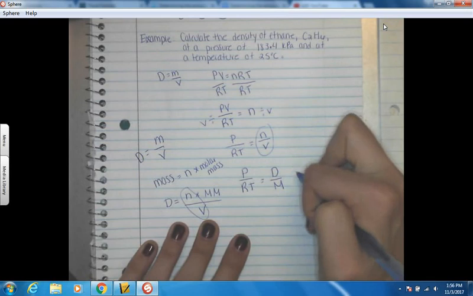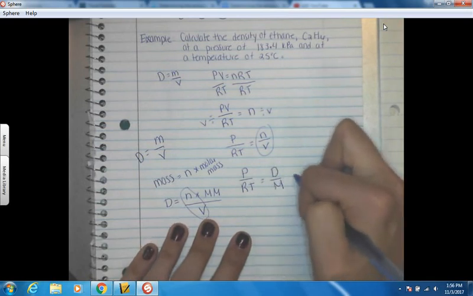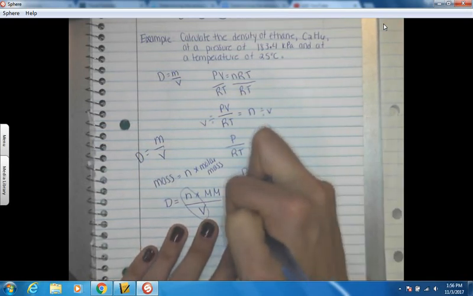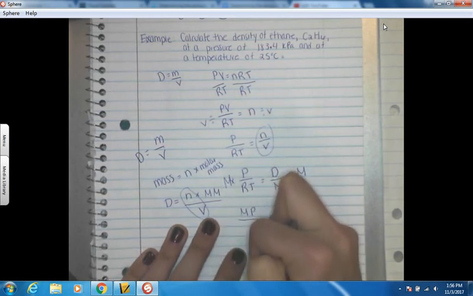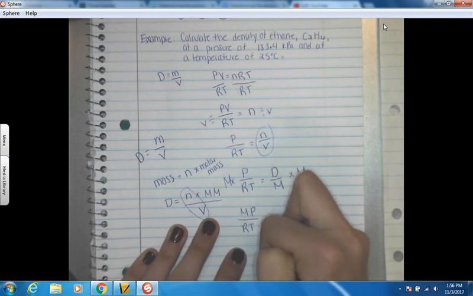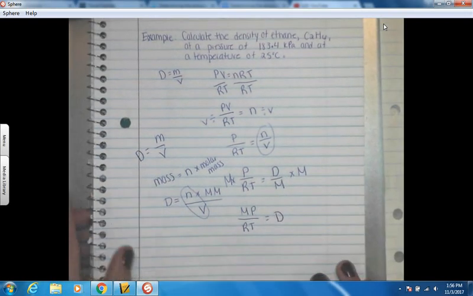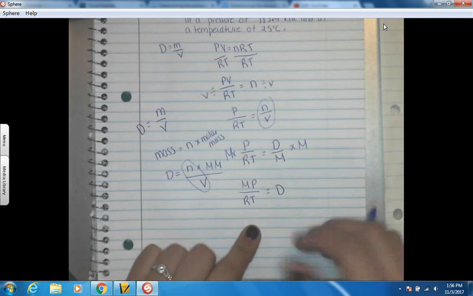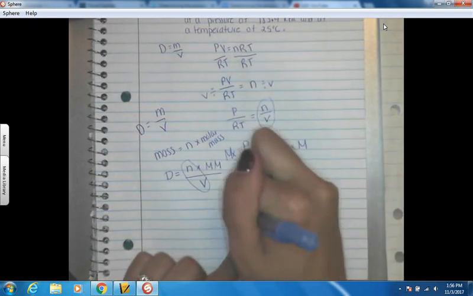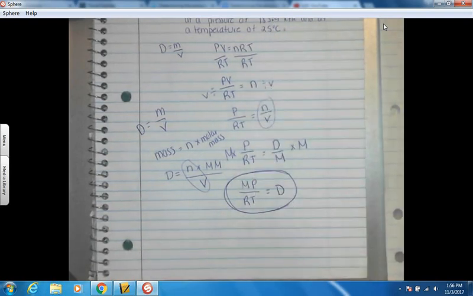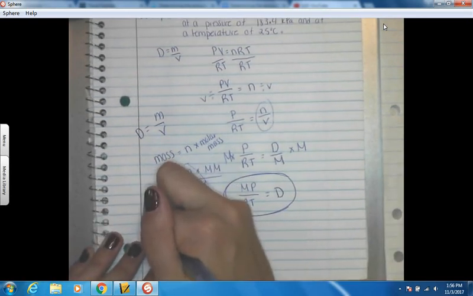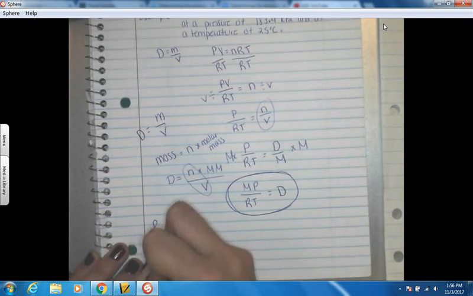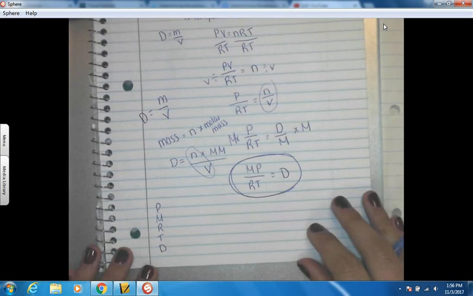If we're trying to solve for density, we can multiply both sides by the molar mass, and we have the molar mass times pressure over RT is equal to density. This is the equation that we will be using to solve ideal gas law equations that ask for density. In this equation, we have P, M, R, T, and D.